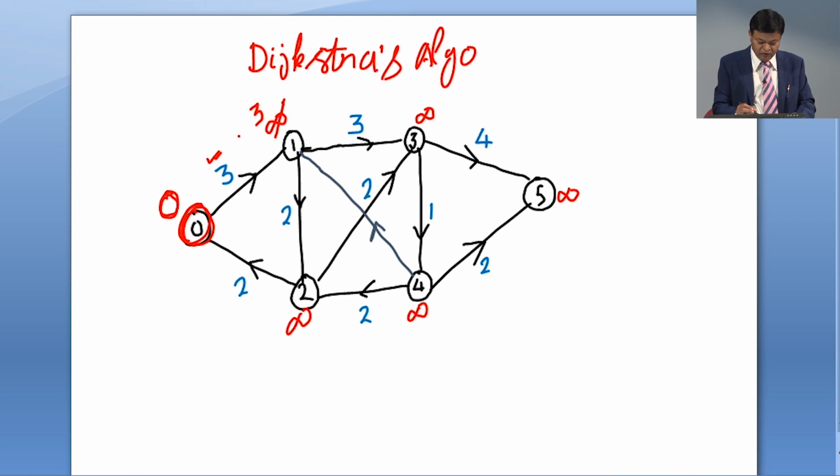Now similarly we'll see, is there any other direct edge from 0? Is there any reachable path from 0 to any other node directly? So the first direct edge from 0 was to 1. Now there is no other direct edge, because this edge does not start from 0.